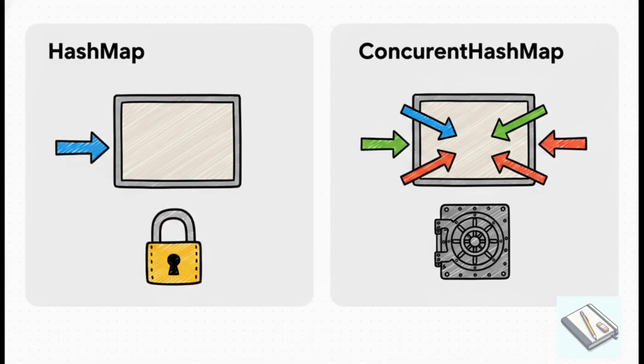So what's the fix? Well, Java gives us ConcurrentHashMap. As you can see, it's built from the ground up to handle multiple operations at once without blowing up. The takeaway is simple. If more than one thread is going to touch your map, don't use HashMap, use ConcurrentHashMap.